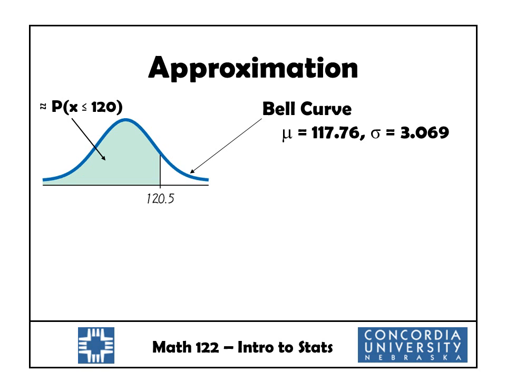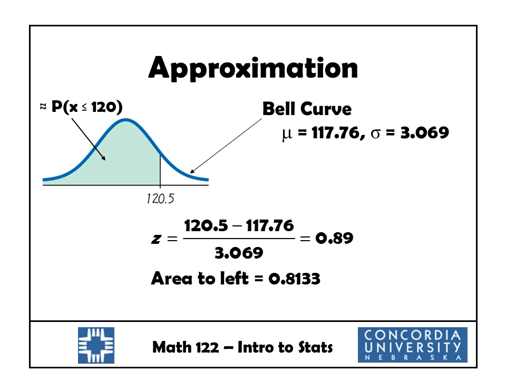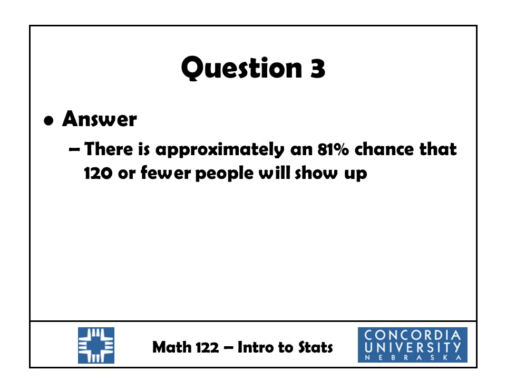So we can find that area very easily. It's the same bell curve we've been dealing with before, mean of 117, standard deviation of 3. We convert that number 120.5 to a z-score. It comes out to be 0.89. We find the area to the left is 0.8133. And so there's our answer. There's about an 81% chance that 120 or fewer people will show up. So there's about an 81% chance that there's going to be enough seats, and about a 19% chance that there's not going to be enough seats.